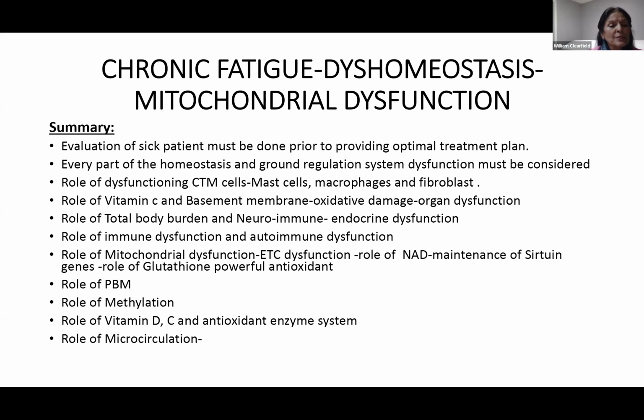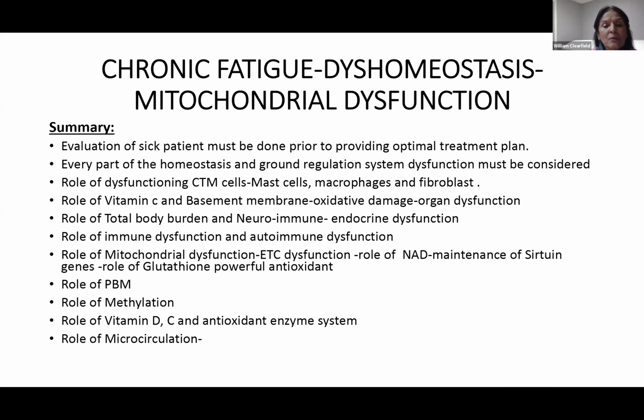Then also pay great attention to the role of mitochondrial dysfunction and electron transport chain, the role of the NAD in maintenance of the sirtuin genes. If the patient does not respond to your initial treatment, then you may give the patient NAD intravenous infusion. However, we have noticed that if you have not addressed the primary problem, the patient will get worse with the NAD infusion. So it is important what stage of the disease the patient is in.